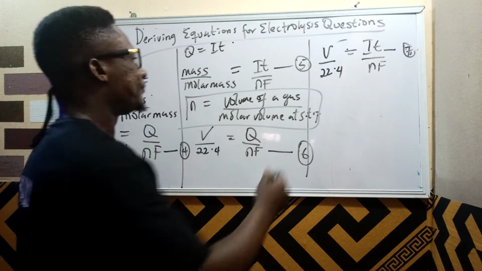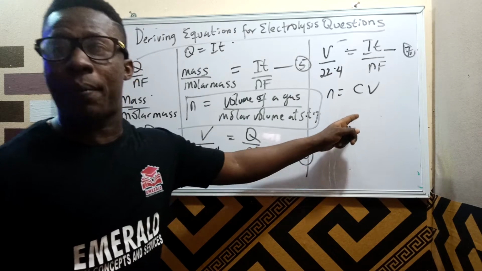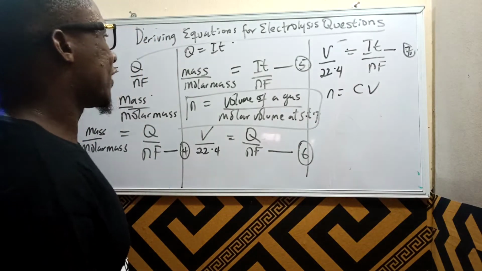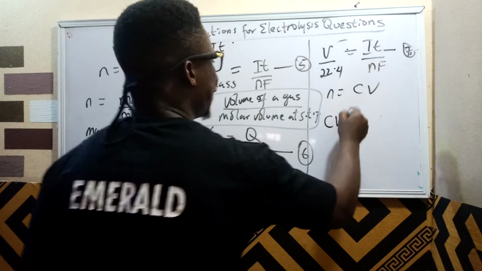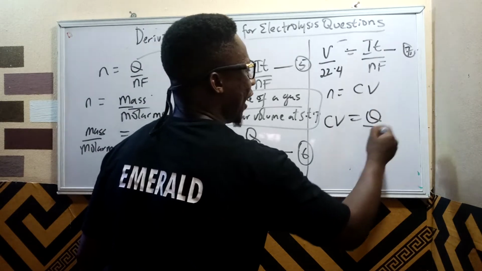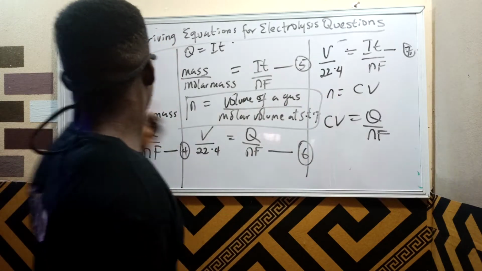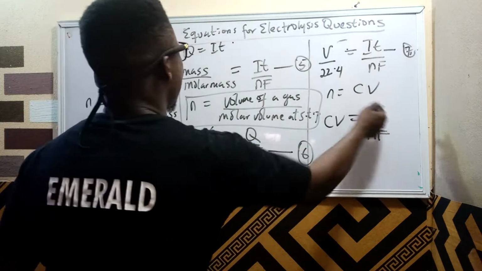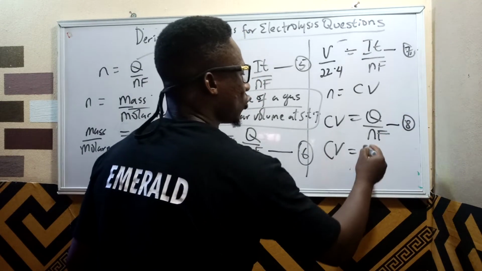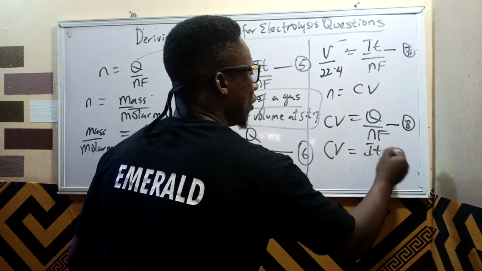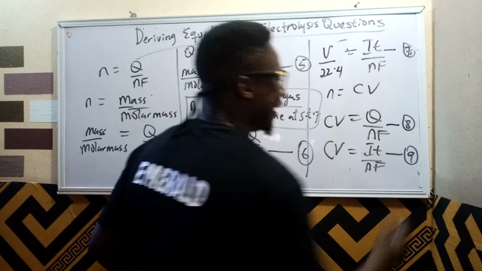Again, we can say that n is equal to CV. That's concentration in mole per dm cube times volume. n is equal to CV. Then putting that in the formula, we can go back and say that CV is equal to Q over nF, since number of moles is equal to Q over nF. Then since Q is equal to It, you can say CV is equal to It over nF. Call this equation 9.